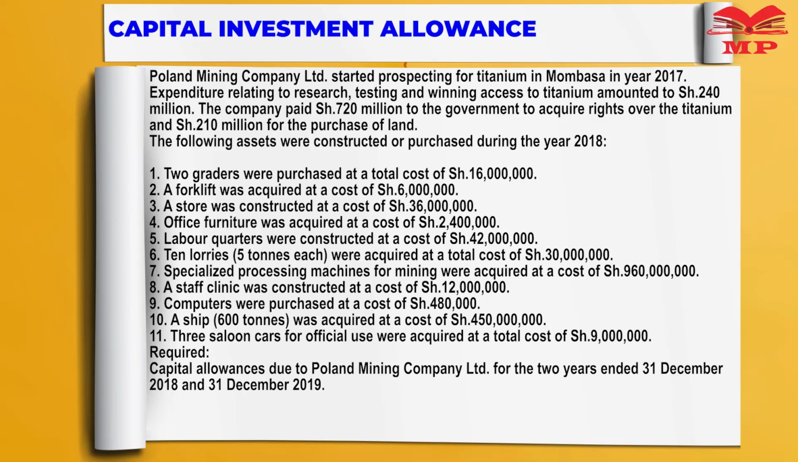The company paid 720 million to the government to acquire rights over titanium, and shillings 210 million for the purchase of land. The following assets were constructed or purchased during the year 2018. 1. 2 graders were purchased at a total cost of 16 million. A forklift was acquired at a cost of 6 million.